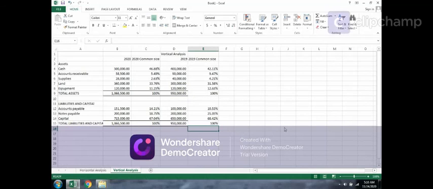In my total assets, it means that one third of my assets is the land. So another example, the cash in 2019. The cash in 2019 is almost half of my total assets.